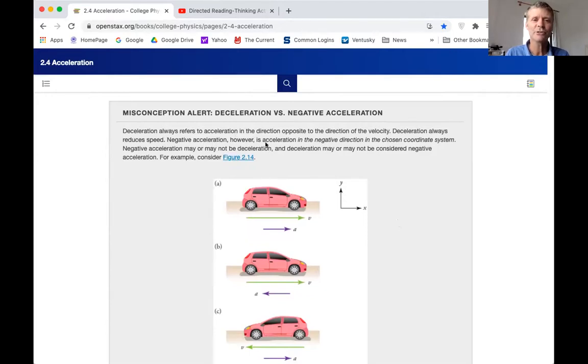Negative acceleration, however, is acceleration in the negative direction in the chosen coordinate system, which is usually the Cartesian coordinate system with x in the positive direction and negative x to the left. Negative acceleration may or may not be deceleration, and deceleration may or may not be considered negative acceleration.